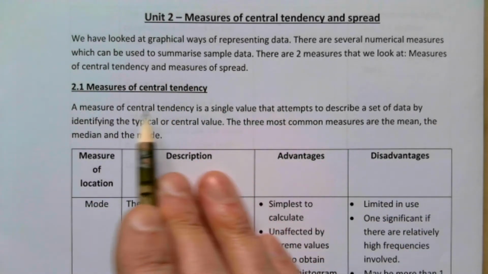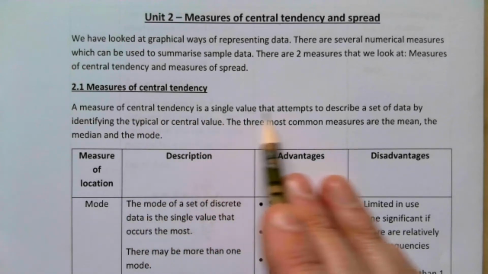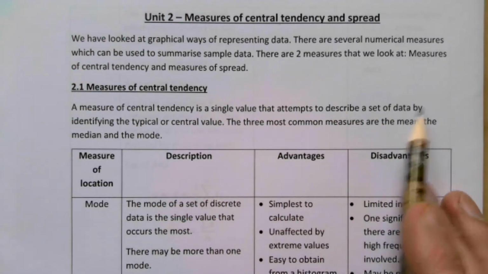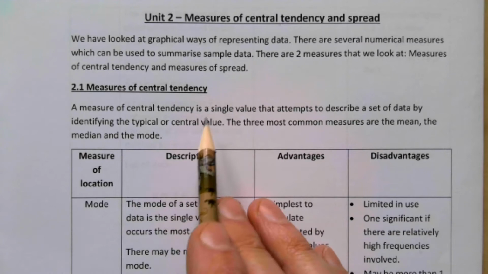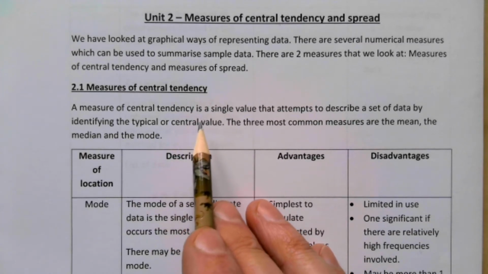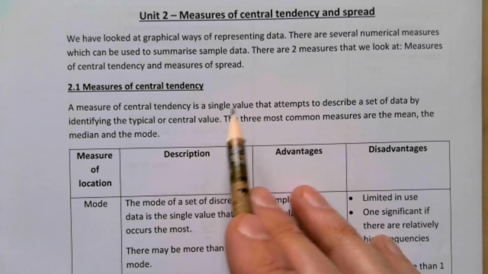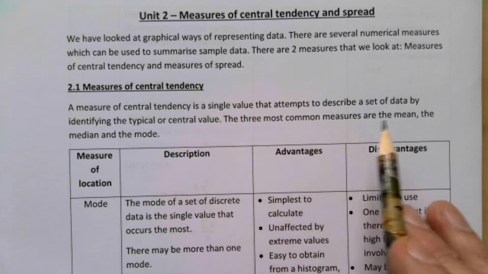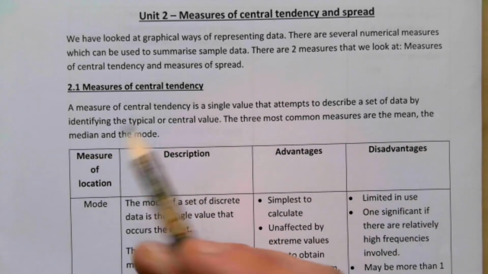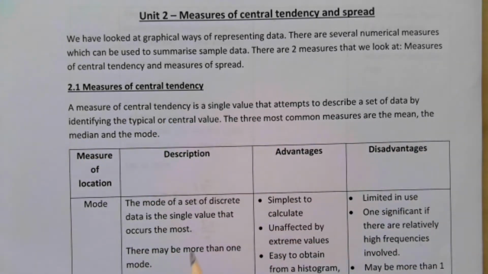So measures of central tendency. A measure of central tendency is a single value that attempts to describe a set of data by identifying the typical or central value. For example, the mean. Everyone wants to know what the class average is, and that's what you're asking for, the mean. The three most common measures are the mean, the median, and the mode. Just very quickly, I won't read all of this.